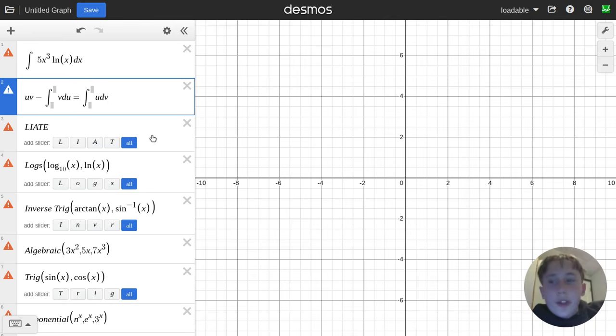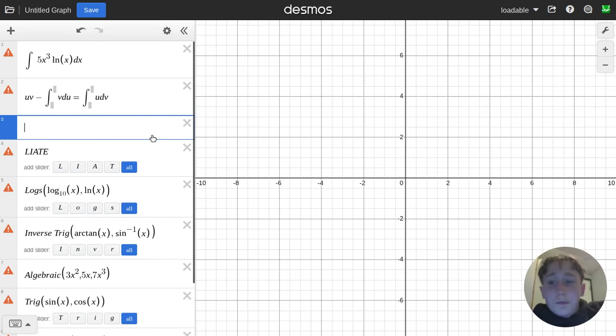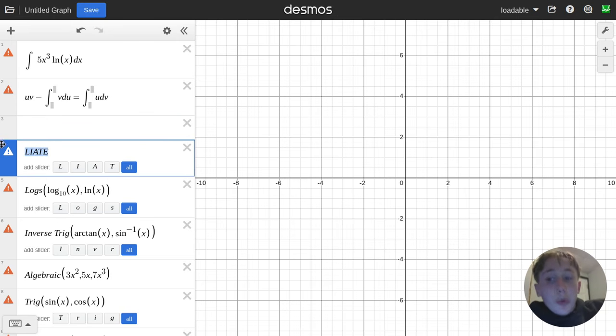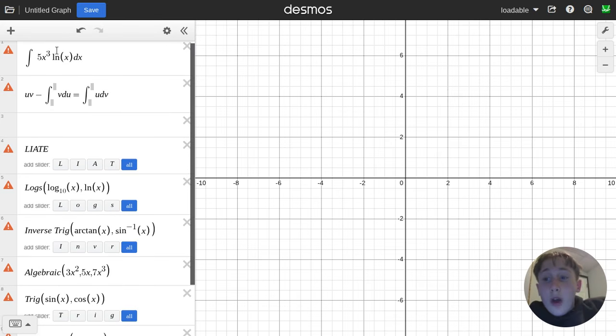So what is u and what is dv? Or what is u and v in general? There is a way to determine what you want u and v to be. First of all, let's look at the LIATE rule, which will help you determine what you want u to be. Well, we have a log and we have an algebraic.